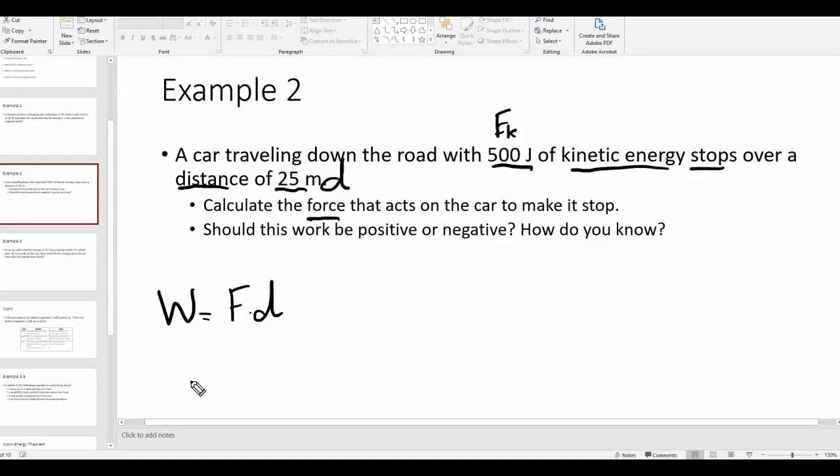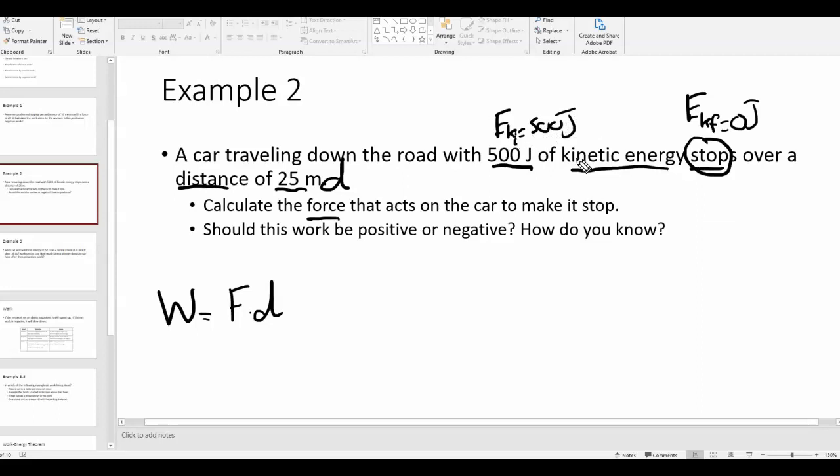So think about this situation. Is the car losing energy or gaining energy? Okay, well, it's losing energy because the car is going to come to a stop. Okay, it says the car stops. So that means that at the end of the problem, the final kinetic energy is going to be 0 because it stops moving. Okay, so it starts with 500 joules of kinetic energy and ends with no joules of kinetic energy.